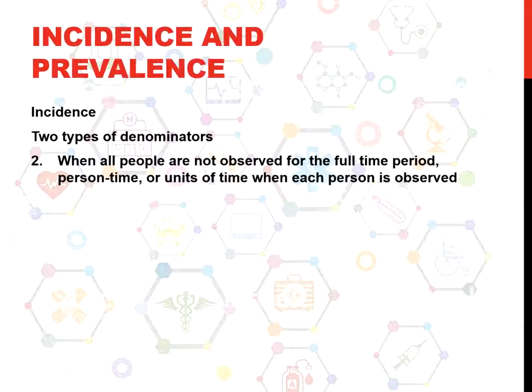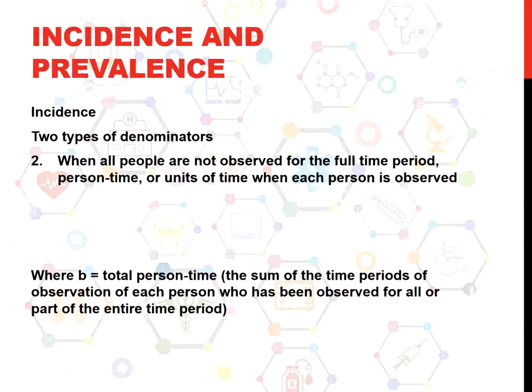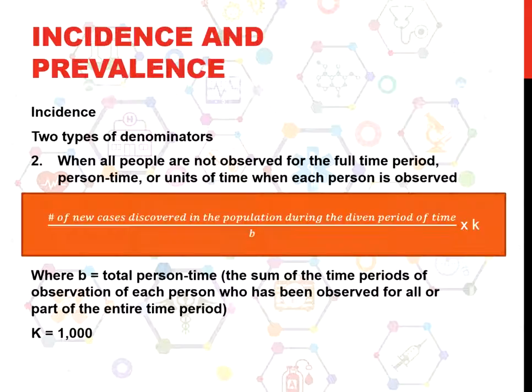Okay, so when all the people are not observed for the full period, or the unit of time for each person is observed. So the denominator is the total person-time, or the sum of time periods of all observations of each individual who has been observed for all or part of the entire period. So hindi lahat yung ginagamit dito. Ang ginagamit lang dito ay yung person-time years, with the formula of number of new cases discovered in the population during the given period of time.